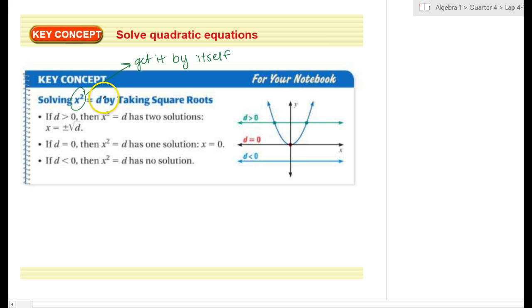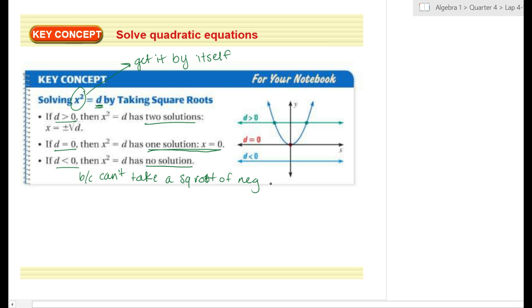If d is positive, if whatever this number ends up on the other side is positive, then we have two solutions. If d equals 0, then we only have one solution, which is 0. If d is negative, it has no solution, because you can't take a square root of a negative. So that's why there are no solutions.